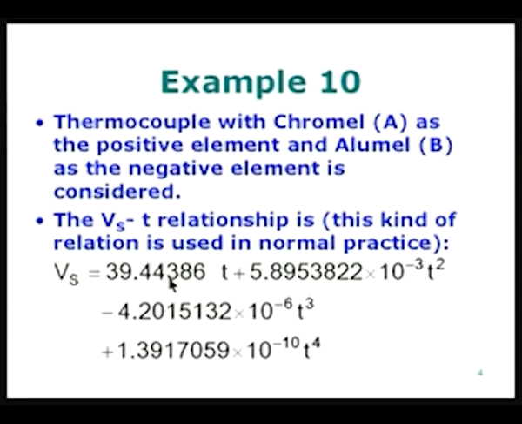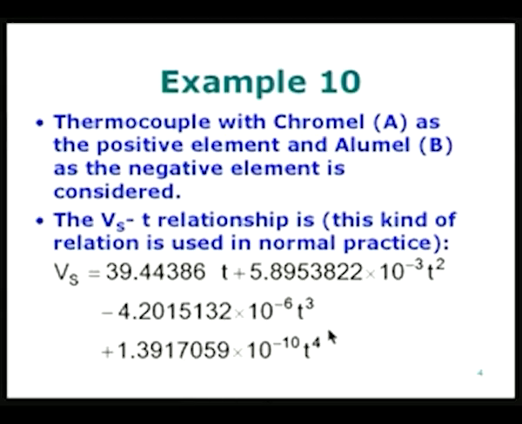The first term is related to the alpha. The quadratic term is related to the derivative of the alpha, as we have just seen from the Kelvin relationship, and then we have minus 4.20 etc. in 10 to the power minus 6 in T cube, plus 1.3917 etc. in 10 to the power minus 10 in T to the power 4.